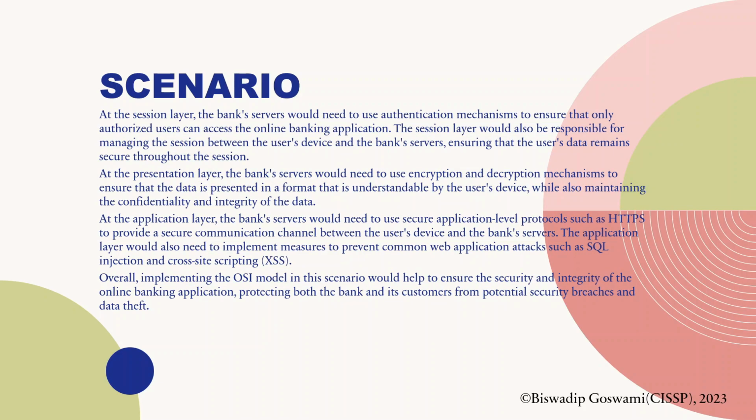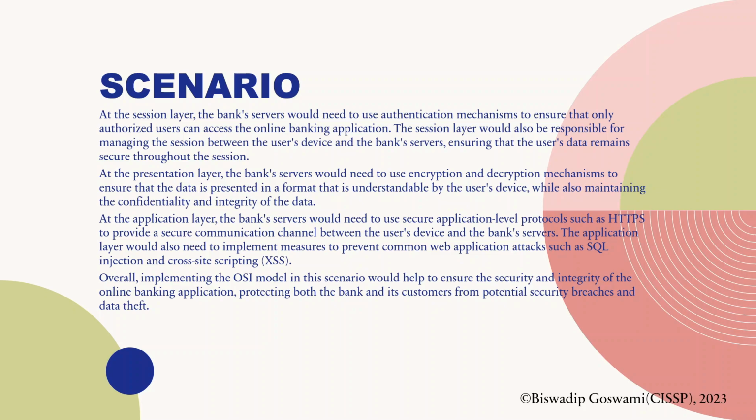At the session layer, the bank servers would need to use authentication mechanisms to ensure that only authorized users can access the online banking application. The session layer would also be responsible for managing the session between the user's device and the bank's servers, ensuring that the user's data remains secure throughout the session. At the presentation layer, the bank servers would need to use encryption and decryption mechanisms to ensure that the data is presented in a format that is understandable by the user's device while also maintaining the confidentiality and integrity of the data.